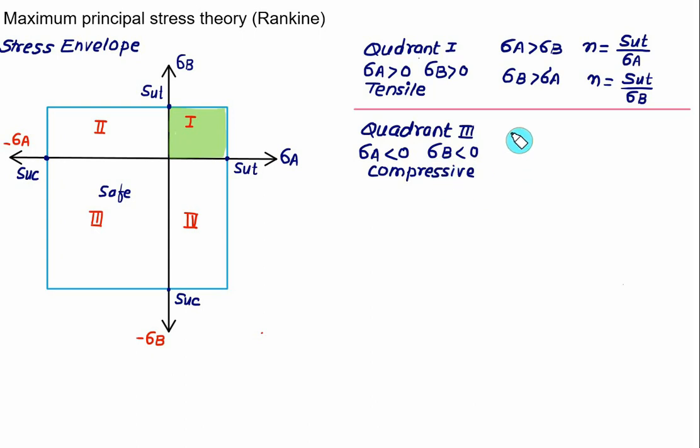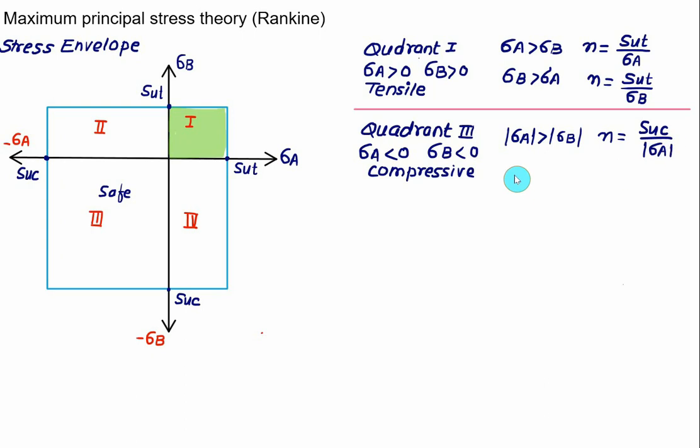So if we have the absolute value of principal stress A greater than the absolute value of principal stress B, then we have the factor of safety. Since it's compressive, the limiting condition is SUC, so we have strength equal to SUC divided by the larger principal stress magnitude-wise, which is principal stress A.